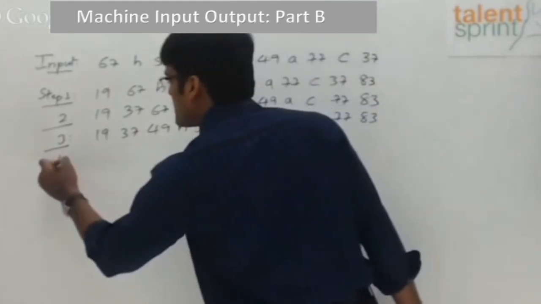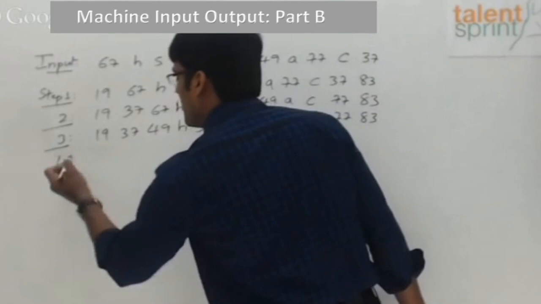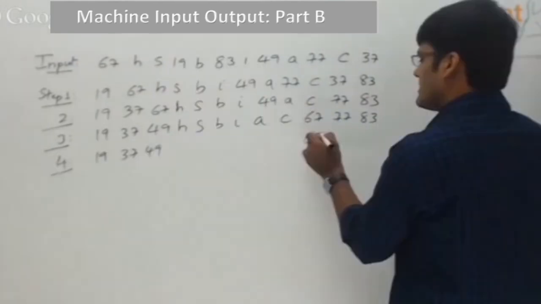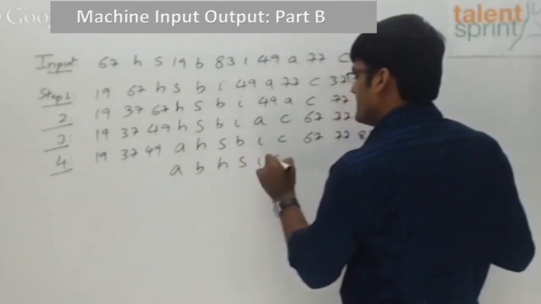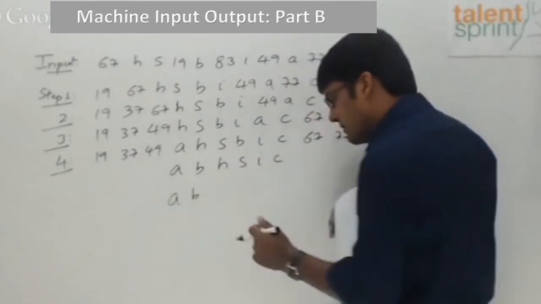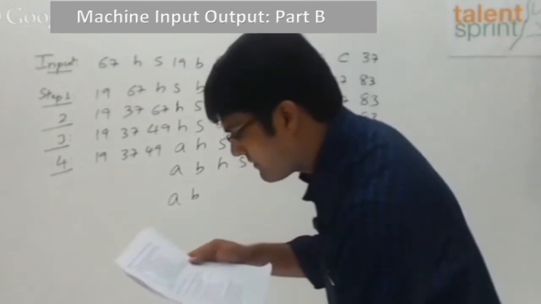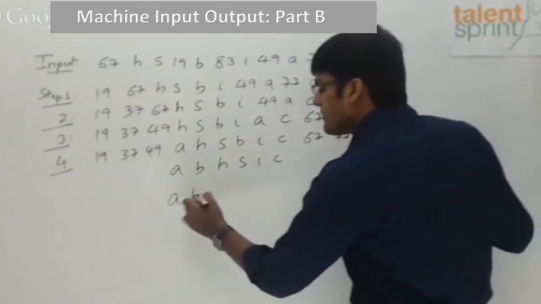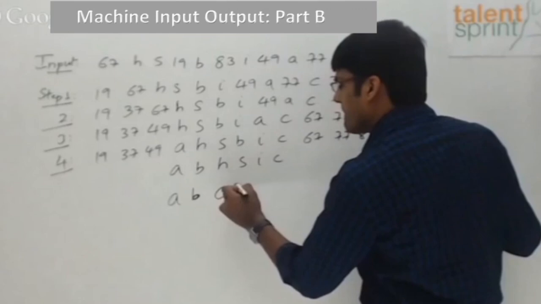Right? Now step 4 onwards, only arrange the words. So 19, 37, 49, and 67, 77, 83. Which will be the first word? A, H, S, B, I, C. Then we'll have A, B, H, S, I, C. Then we'll have alphabetical order only, right? Yeah. A, B, C, H, S, I. Then we'll have A, B, C, H, I, S.